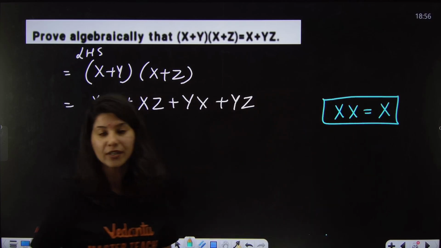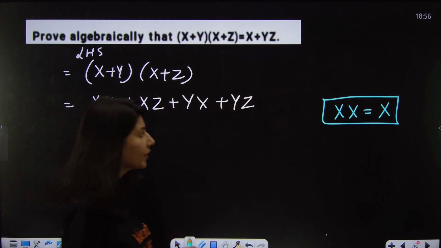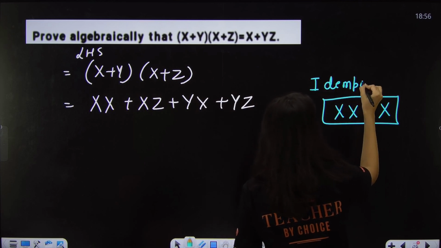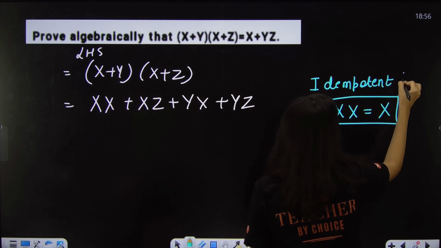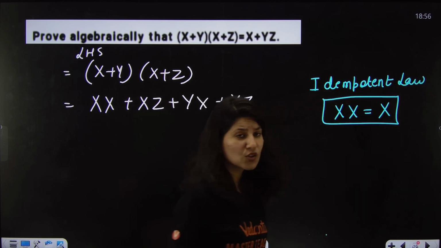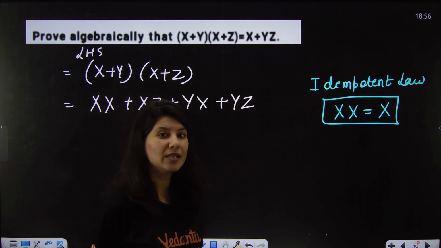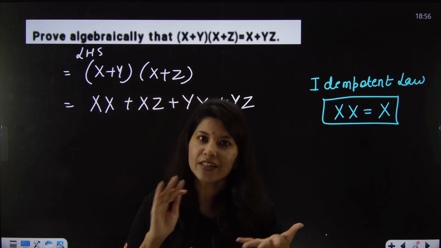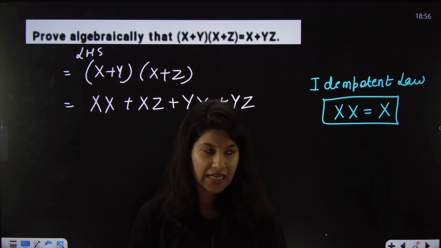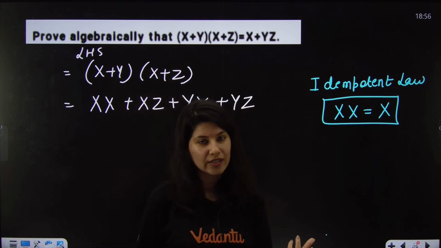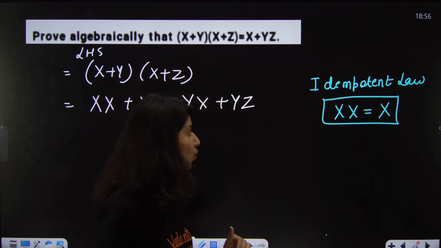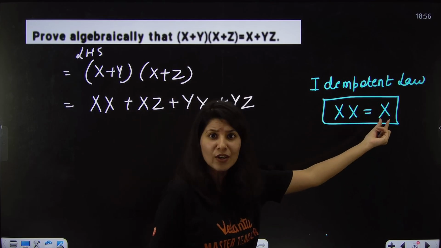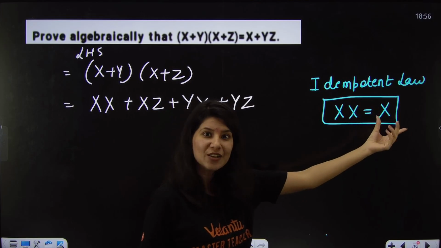This is what your idempotent law is. But you will be wondering, ma'am, why is x multiply x equal to x square in mathematics, but here x multiply x is x? Basically in Boolean algebra, we deal with 0 and 1 only. If something is 0, then it's fine. If something is 1, then 1 multiply 1 is what? 1 only. 0 multiply 0 is 0 only. That's why.